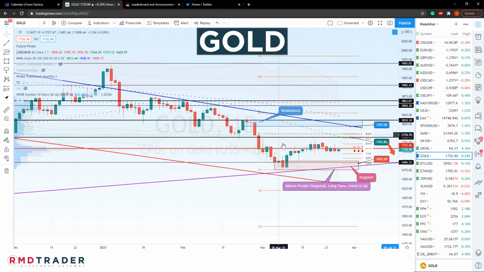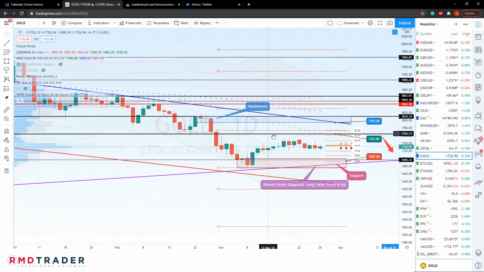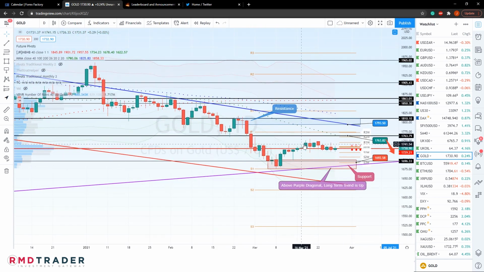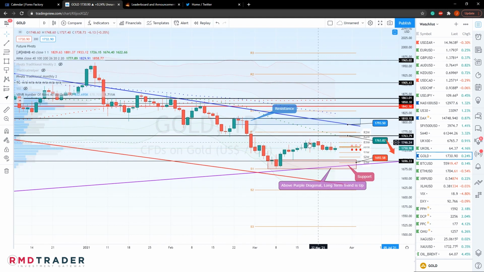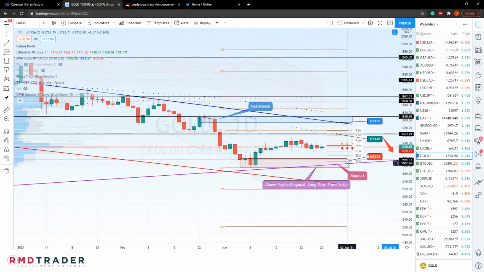Gold also still trending mostly down. Currently, we can see that price is finding some difficulty breaking into higher levels. The support level remains this major diagonal support level, which is currently sitting in the vicinity of 1,690. Also where we have our new weekly S3 pivot.